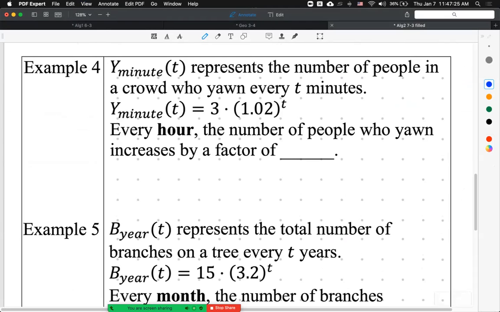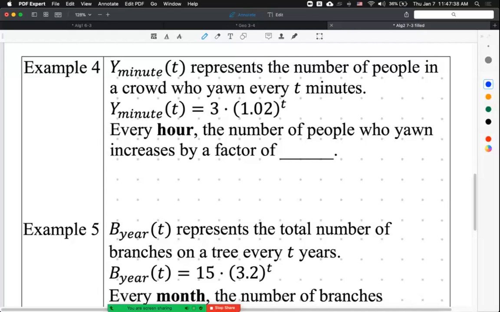So this function capital Y, with the subscript minute, of t represents the number of people in a crowd who yawn. So if I yawn right now, does it make anyone else yawn? Apparently, there are interesting studies that link yawning and whether you yawn when someone else yawns. It usually indicates how empathetic you are, how well you understand other people's emotions. Anyway, this function of yawning is 3 times 1.02 to the power of t people.